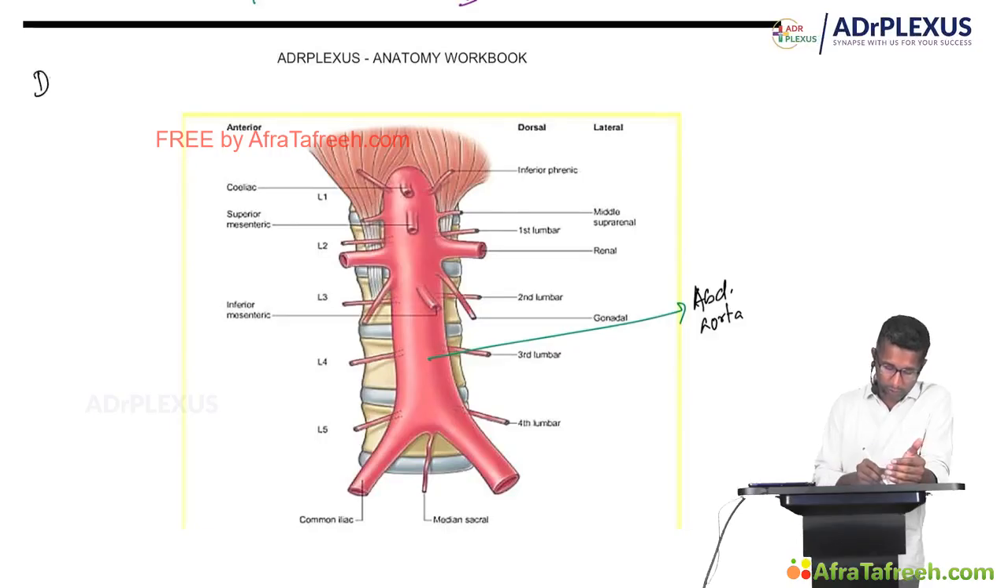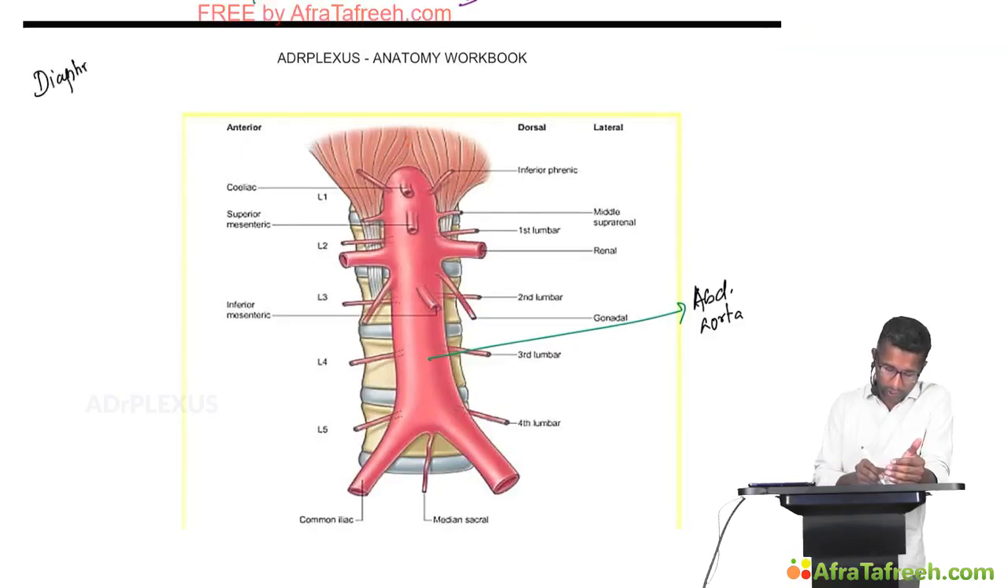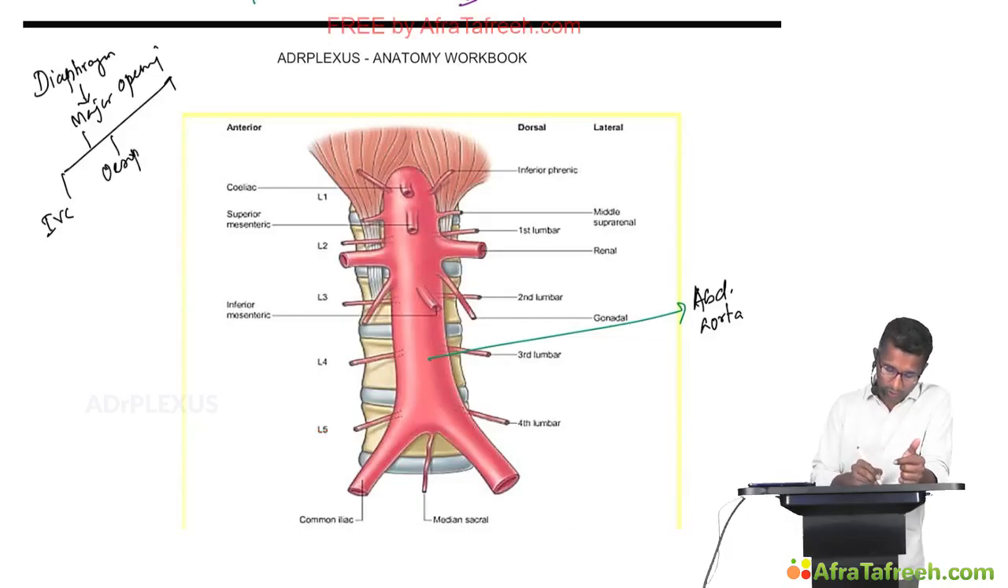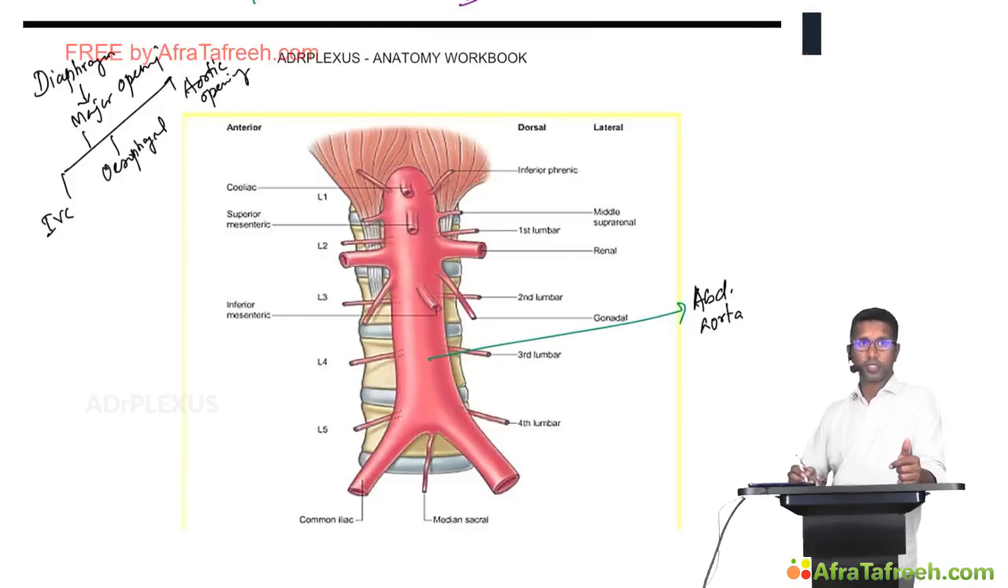So the diaphragm has three major openings. One major opening is for the IVC, called the vena cava opening. The next opening is for the esophagus, called the esophageal opening. The next opening is for the aorta, called the aortic opening. They transmit the corresponding structures.